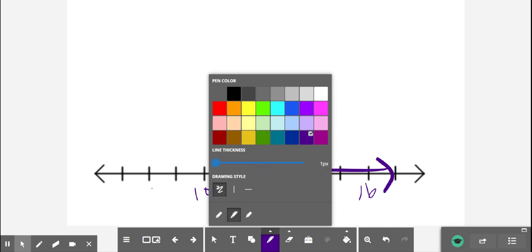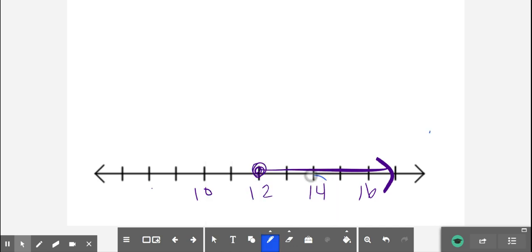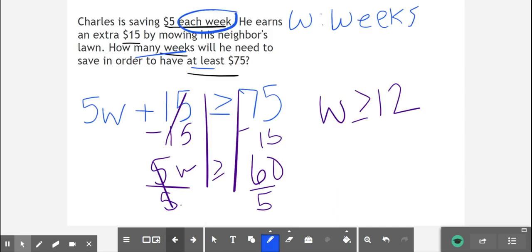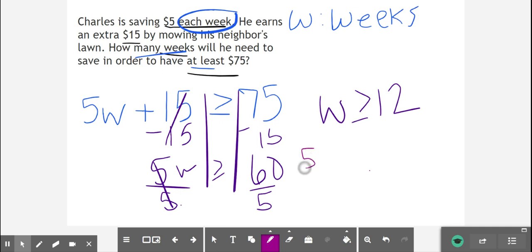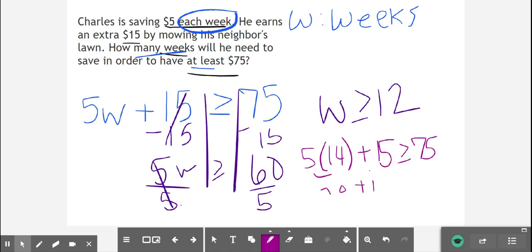So let's check this one. Let's use a number that's bigger than 12, maybe 14, and we'll go back and replace the w with 14. So our check would be 5 times 14 plus 15 is greater than or equal to 75. 5 times 14 is 70. 70 plus 15 is 85, which is greater than 75. So the check works.